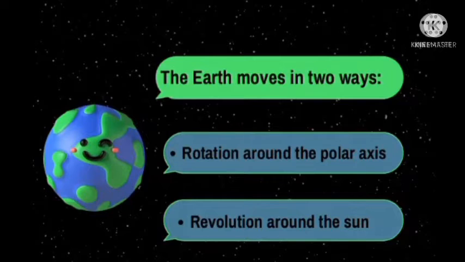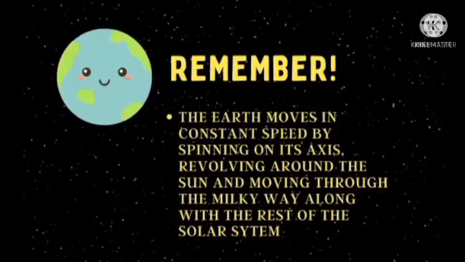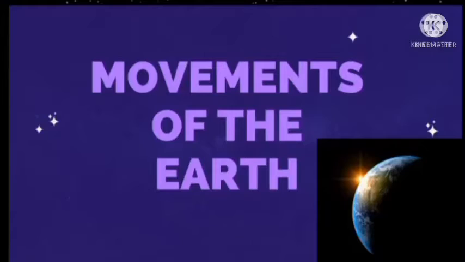The Earth moves in two ways. First, the rotation around the polar axis. Second, the revolution around the Sun. The Earth turns and goes along on its orbit. The Earth moves at a constant speed. It follows a counterclockwise direction. Remember, the Earth moves at constant speed by spinning on its axis, revolving around the Sun and moving through the Milky Way along with the rest of the solar system. Now, let's proceed to the movements of the Earth.